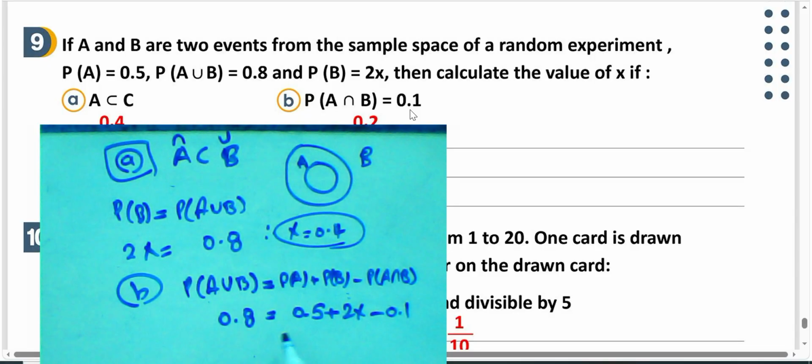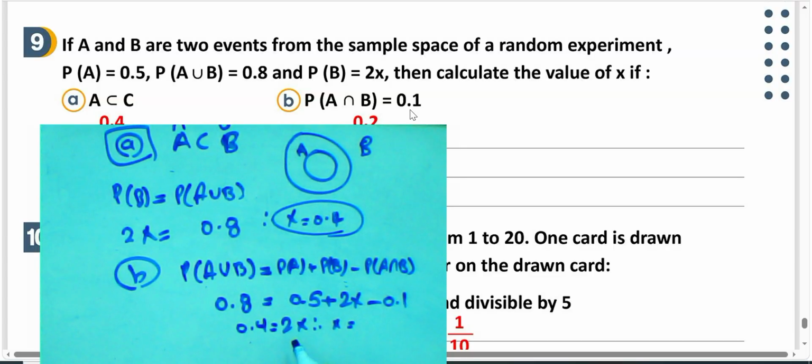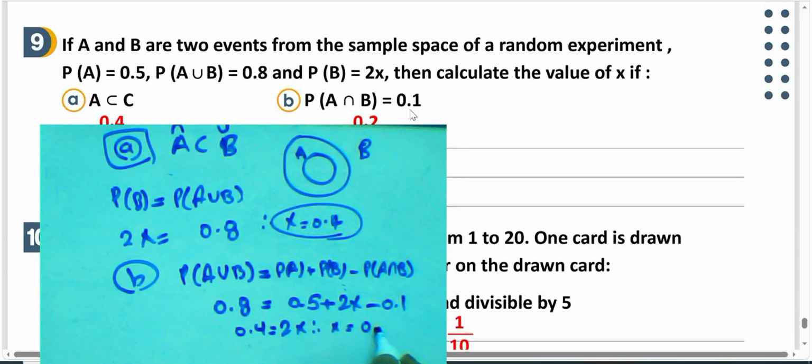You can solve the equation. 5 tenths minus 1 tenth will be 4 tenths, subtract from 8 tenths gives 4 tenths equivalent to 2x. Then the value of x equals 0.4 divided by 2, which will be 0.2. So the value of x equals 0.2 here.